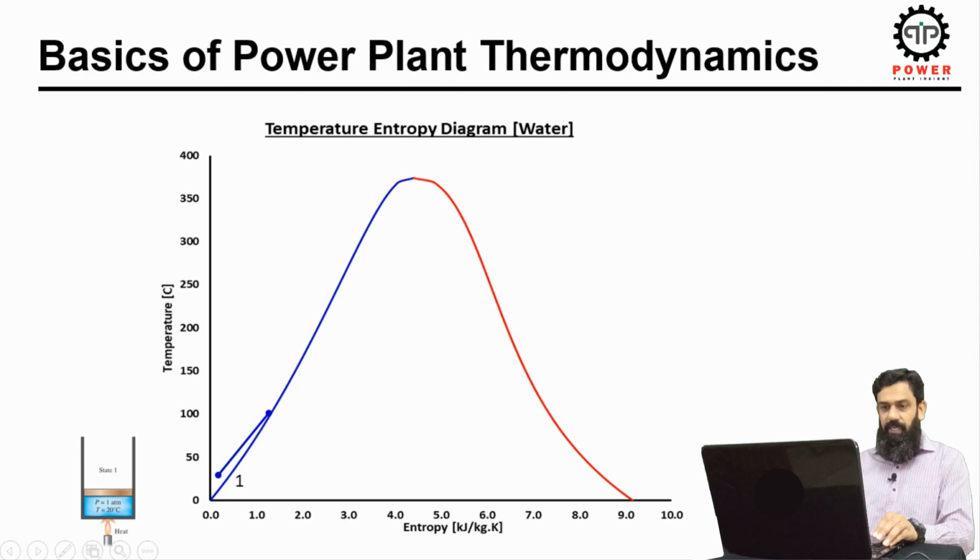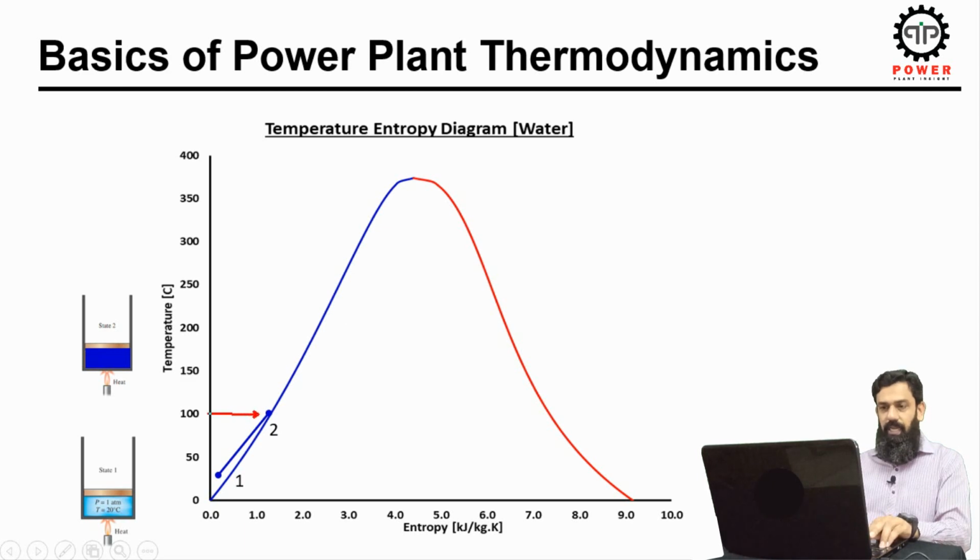State 1 indicates the temperature of 20 degrees centigrade and a pressure of 1 atmosphere. As the water in the system is absorbing heat, the temperature of the water will increase, but the pressure will remain the same throughout the process. So the temperature of the water will increase from 20 degrees centigrade to 100 degrees centigrade. This is the condition at which the subcooled liquid has been converted into a saturated liquid condition.